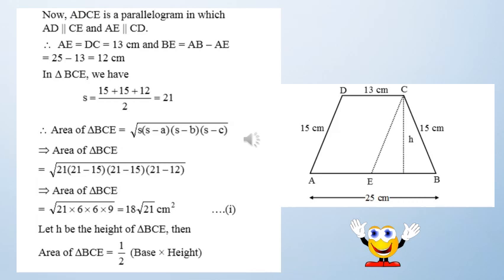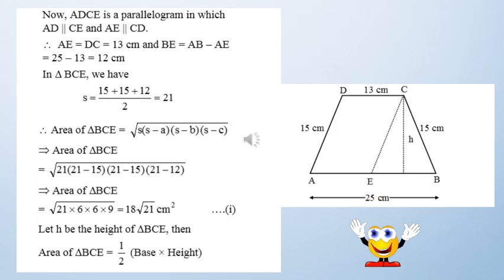And we already know that AB is parallel to CD, which means AE will also be parallel to CD. So the opposite sides are parallel, and this is a parallelogram. And what is the property of the parallelogram? The opposite sides are parallel and equal also. So DC will be 13, AE will also be 13, and CE will also be 15. Now, AB complete is given as 25 centimeter and AE we have found as 13 centimeter.